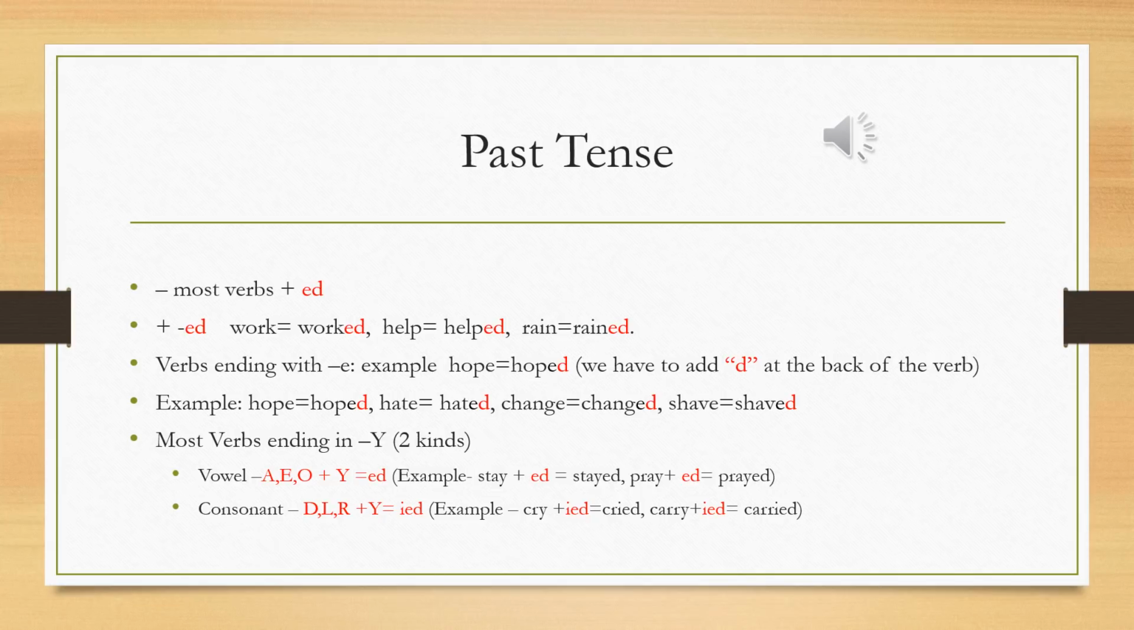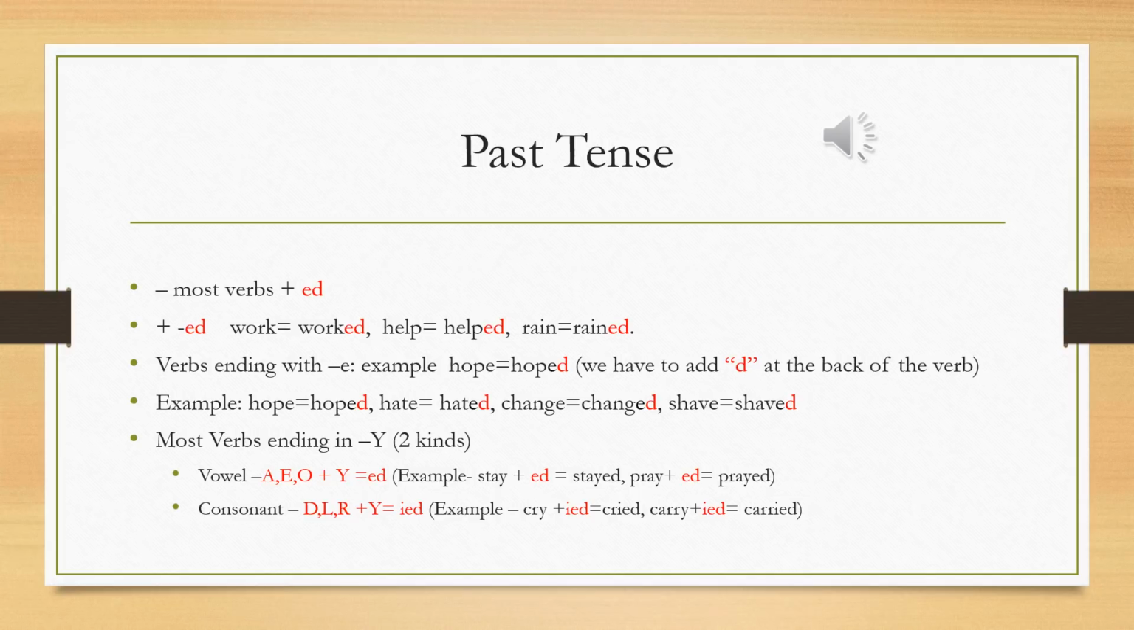S-T-A-Y. Can you see? A is the vowel followed by Y. We have Y at the back. So we have to do what? Very simple. We just add ed at the back. Stay became stayed. Again, you see the vowel is A followed by Y. Then you have stayed. S-T-A-Y-E-D.